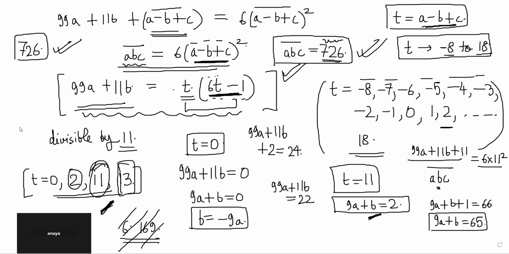Again, what we did was divisibility. What we did was upper and lower limits. Then we did a thing where we had a minus b plus c this side, so we made a minus b plus c this side also, right? And we took it to one side and we were able to get 99a plus 11b is equal to t into 60 minus 1, where t is a minus b plus c.